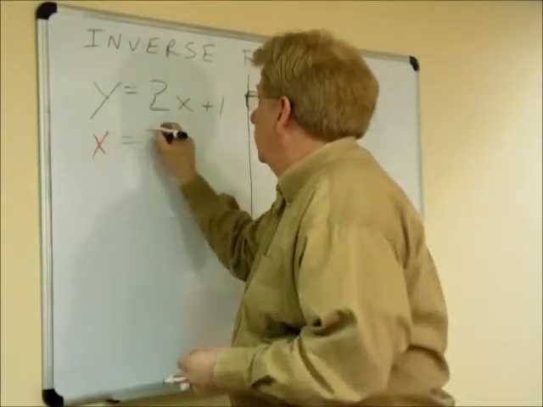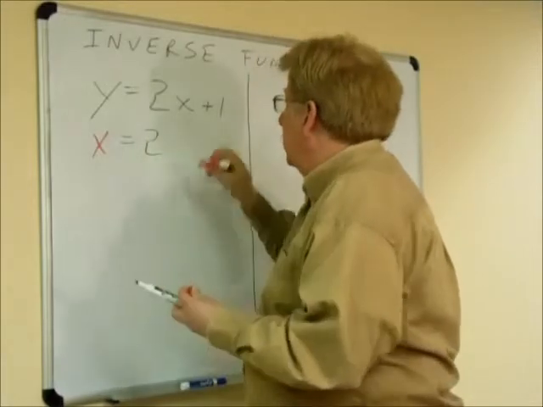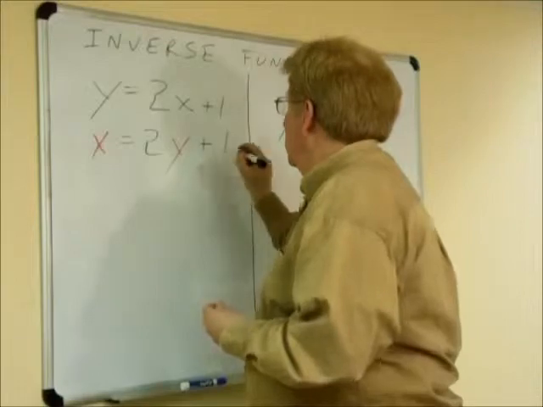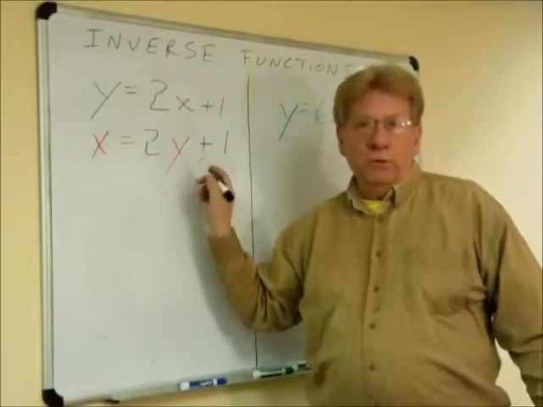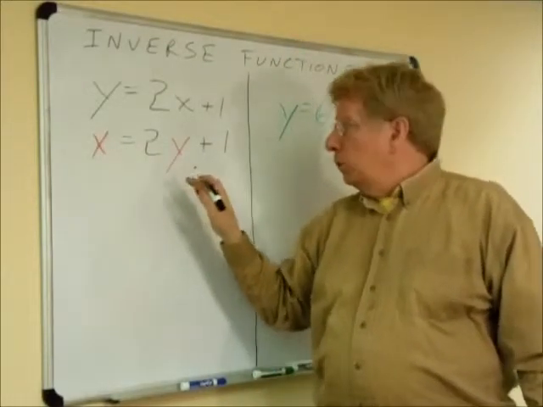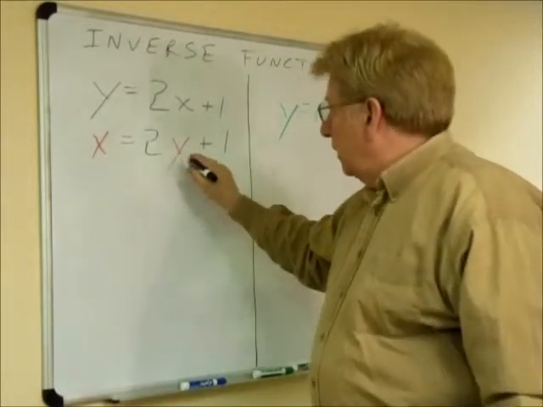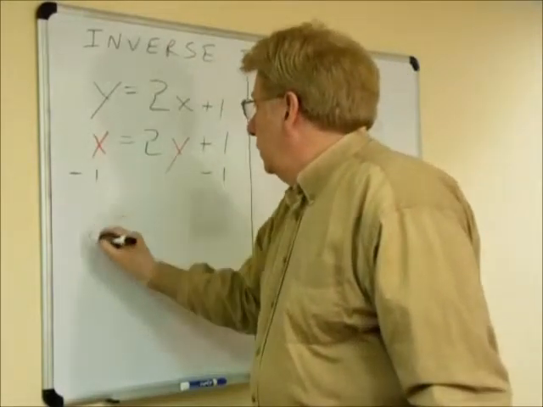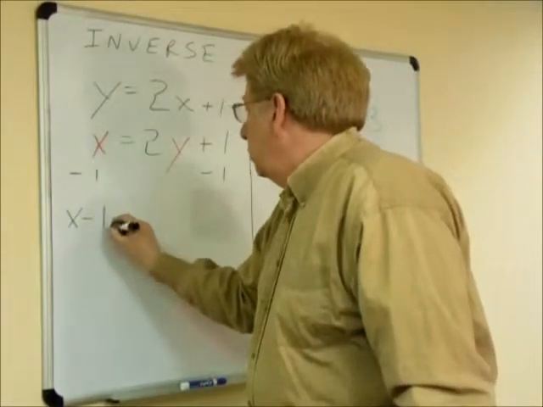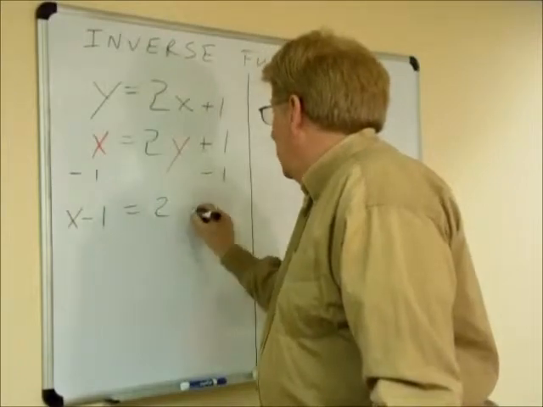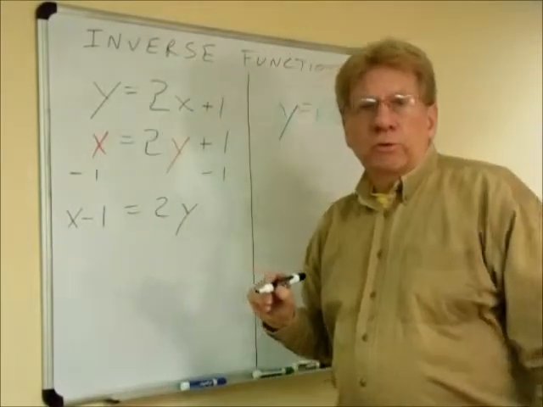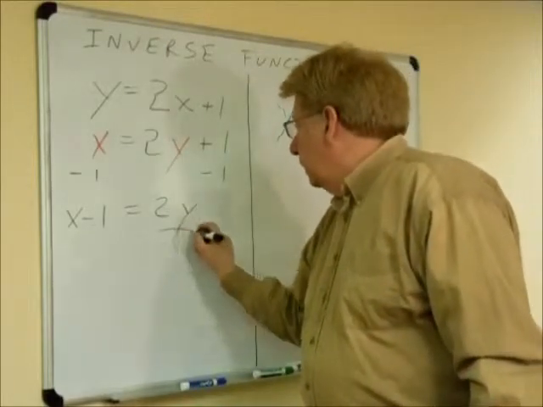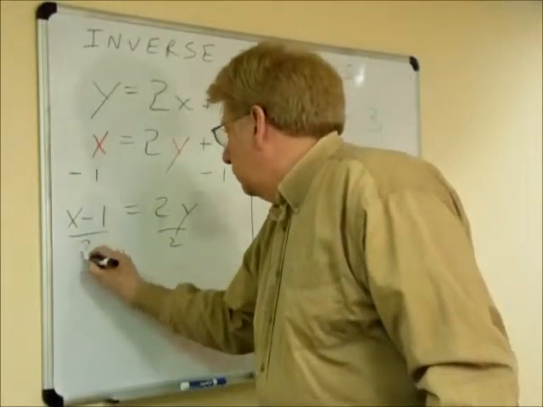So x equals, and then in place of x over here we put a y plus 1. So here we've just swapped those two letters, and now we solve for y. To get y by itself, we'll subtract 1 from both sides. We end up with x minus 1 equals 2y. And now we'll divide both sides by 2 to get rid of the coefficient of y. So divide by 2, divide by 2.